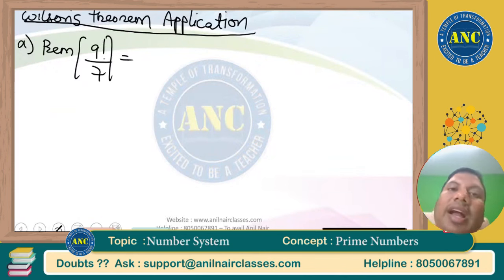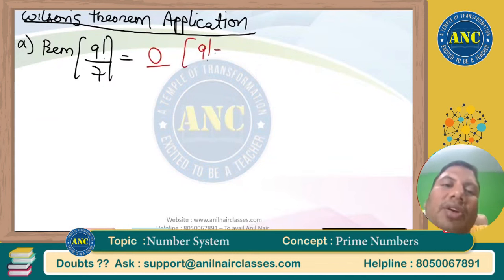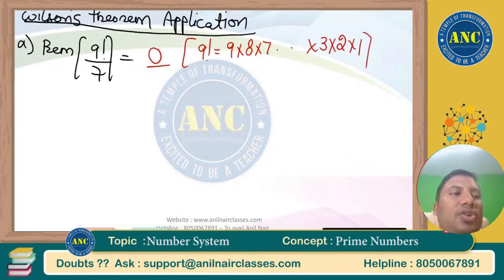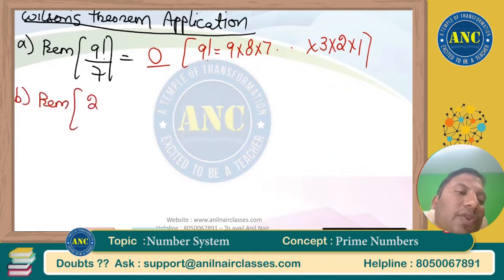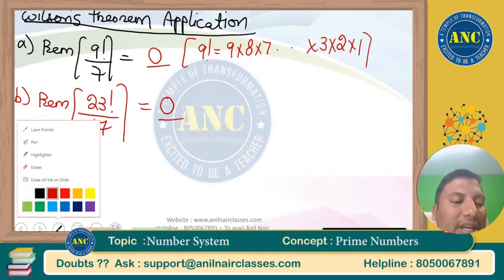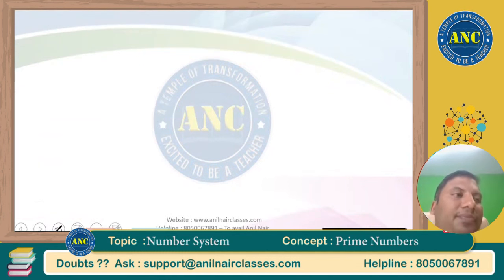9 factorial contains 7, so the answer is 0. Why? Because 9 factorial is 9 into 8 into 7 and so on up to 3 into 2 into 1. One more similar question: 23 factorial divided by 17. 23 factorial contains 17, so the answer is 0. Next one.